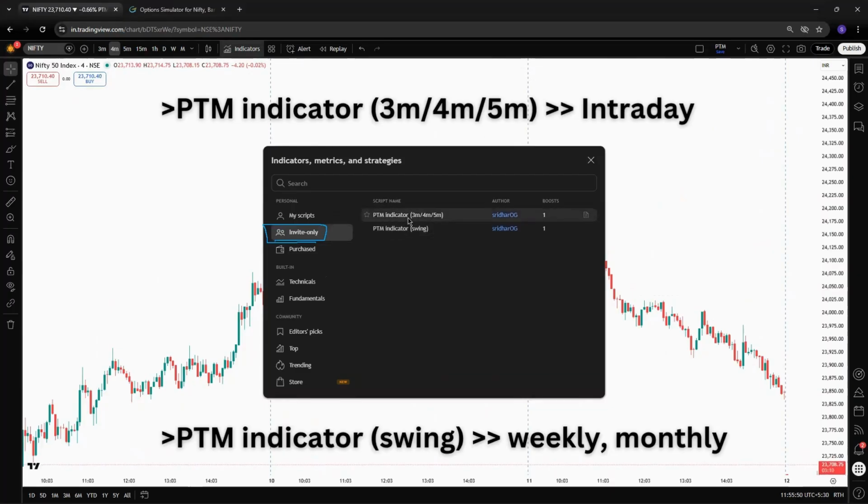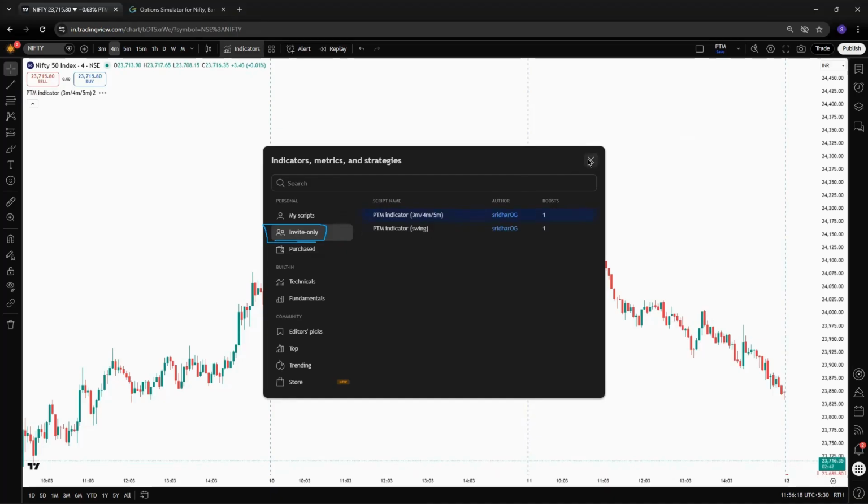One is your PTM indicator 3 minute, 4 minute, 5 minutes. Those who have subscribed for PTM indicator intraday will have this script in their indicators tab, inside invite only. And those who are subscribed for the PTM swing indicator will have this one also. So the first thing you must do is click on the intraday chart. That is your intraday indicator. It will get applied to your chart.